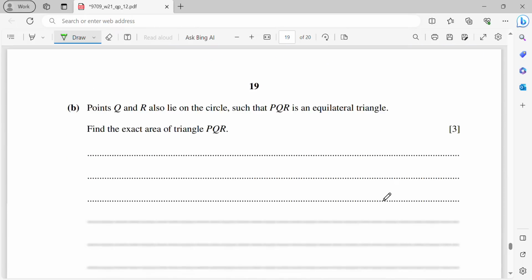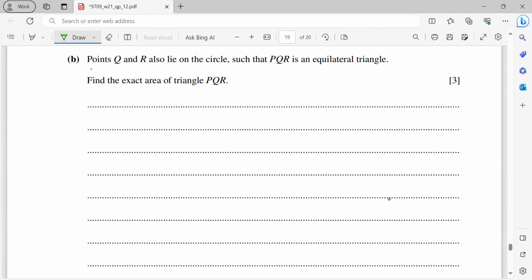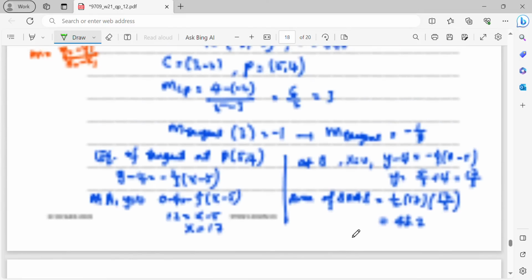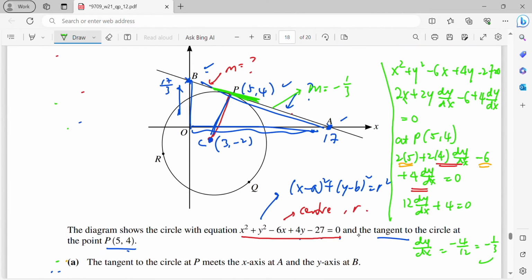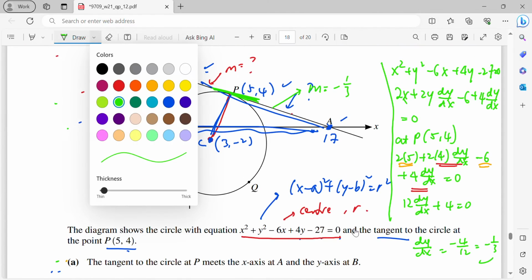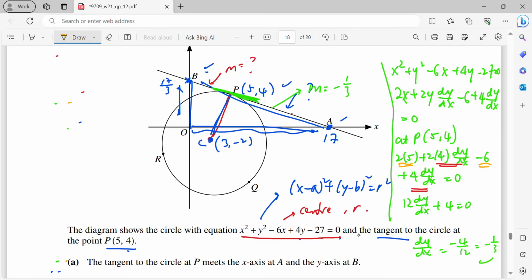Okay, so now for part B, points Q and R also lie on the circle such that PQR is an equilateral triangle. Find the exact area of the triangle PQR. Okay, so now let's go back to the diagram. I have found PQR, this is the equilateral triangle.